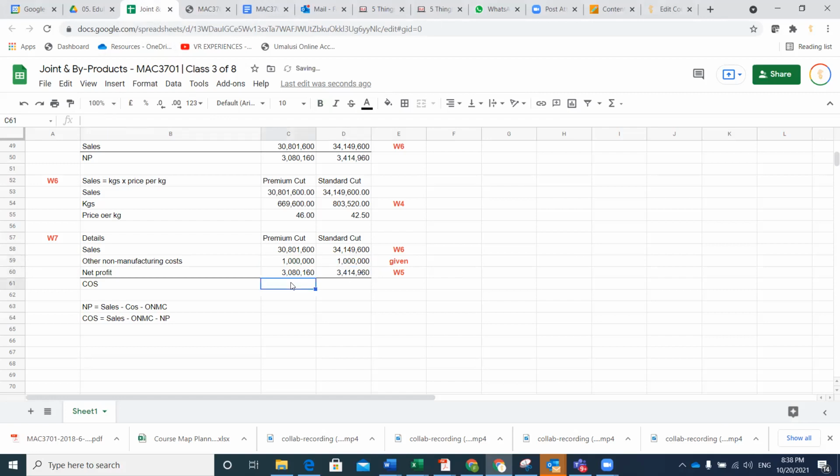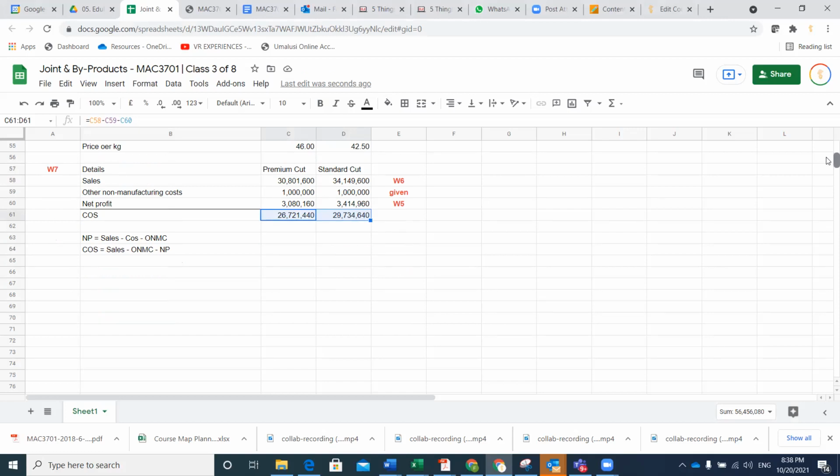Okay, so therefore cost of sales must equal that minus that minus that. Cost of sales has to equal that. Now we know what is cost of sales.